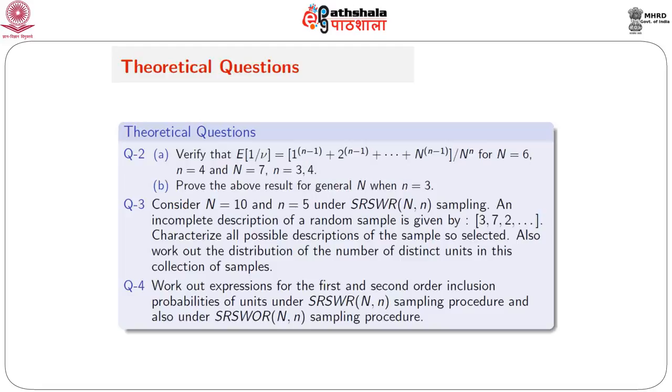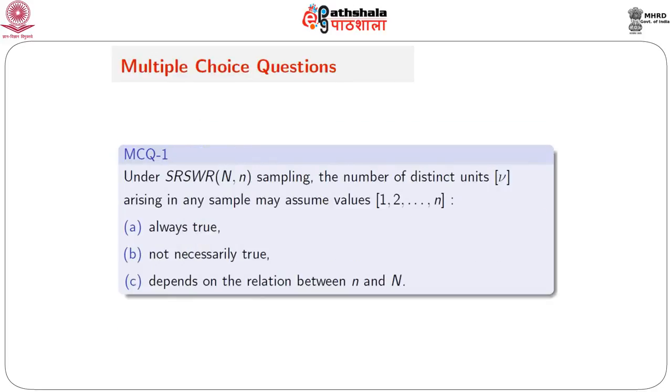So we have to work out the first order inclusion probability and second order inclusion probability under with and without replacement sampling. I have explained to you the notion of inclusion probability. The rest is a very simple but interesting homework on computation of probability. I won't elaborate further and I hope you can work it out. Let's get to the MCQs, please.